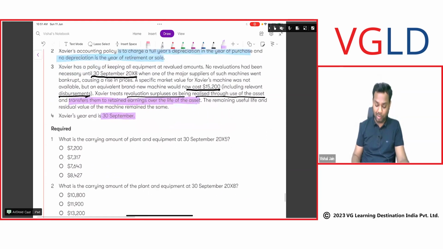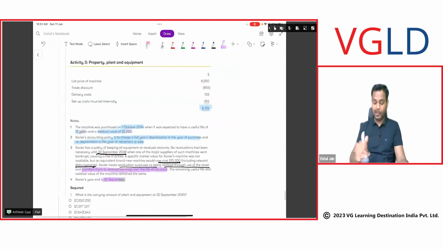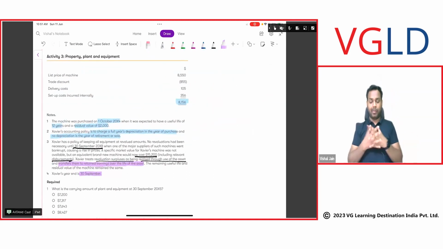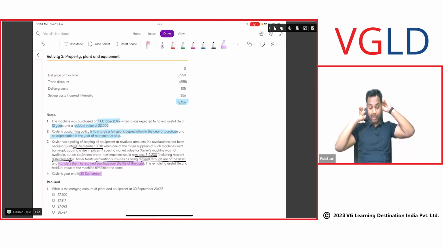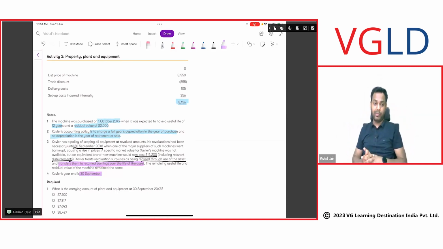Please answer these questions one by one. First question is the carrying amount on 30th September 20x5, the asset having been purchased on 1st October 20x4. The cost is this much, the residual value is this much, the useful life is this much. Please calculate the carrying amount on 30th September 20x5.